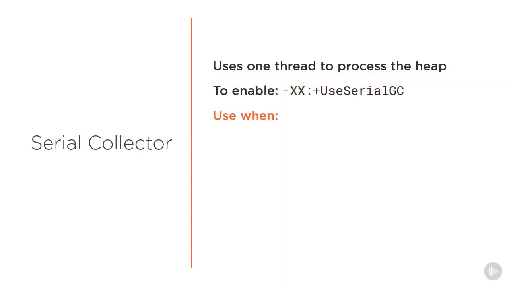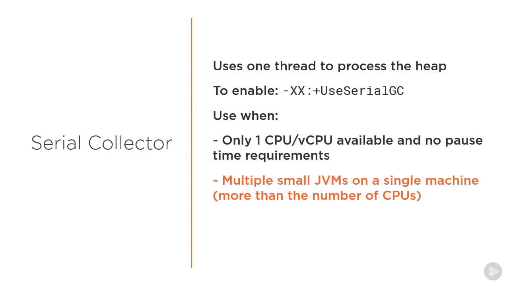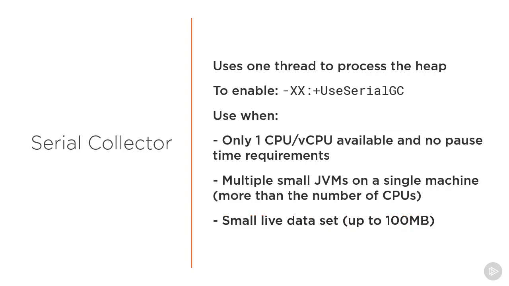If your application will run on systems with only one processor or virtual processor, and there are no pause time requirements, or if you're running a lot of small JVMs on a single machine, then you should use the serial collector. Another use case for the serial collector is if you have a small live set of data up to approximately 100 megabytes. In this case, using multiple threads to process the heap may not produce much of an advantage, especially considering the inter-thread communication overhead involved.